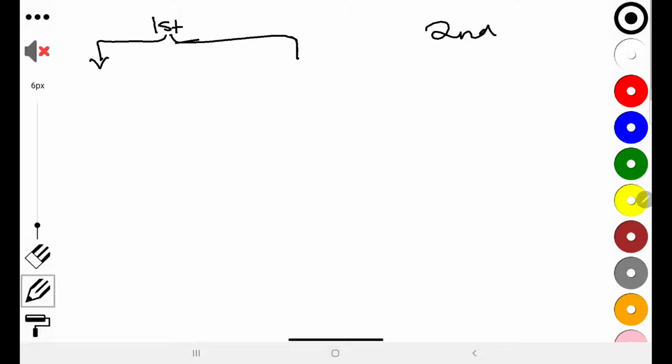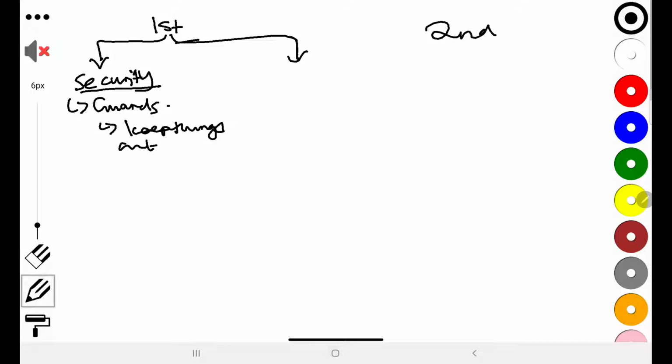So in the first one, imagine you have a security company, and this security company is involved the guards. They simply keep things out. So if you get guards to stand by the gate, they simply make sure that bad things stay out.